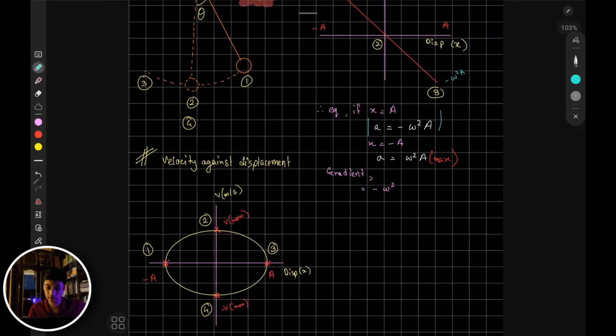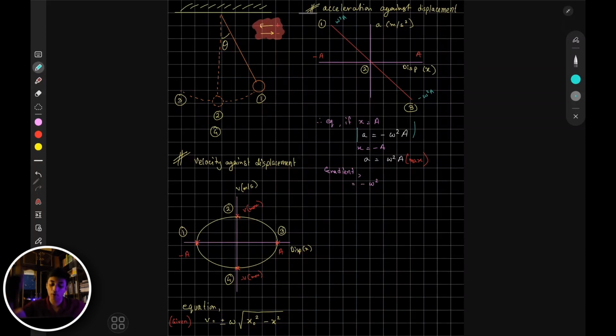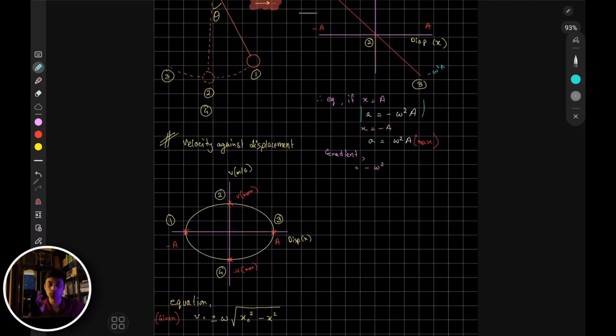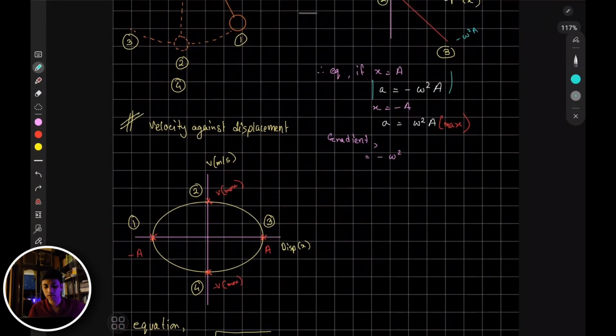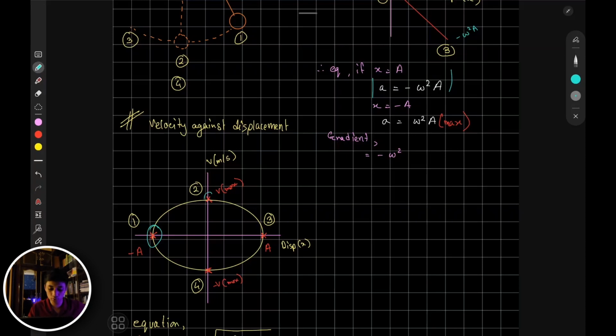Great. So for this curve, let's look at this bob. Now, what's happening at position 1? At position 1, the velocity is 0. Why? Because displacement is maximum. If the velocity is 0 at position 1, when it moves to position 2, you know the velocity is supposed to be maximum. That's why you plot this. So right now we have 2 plots on the curve.